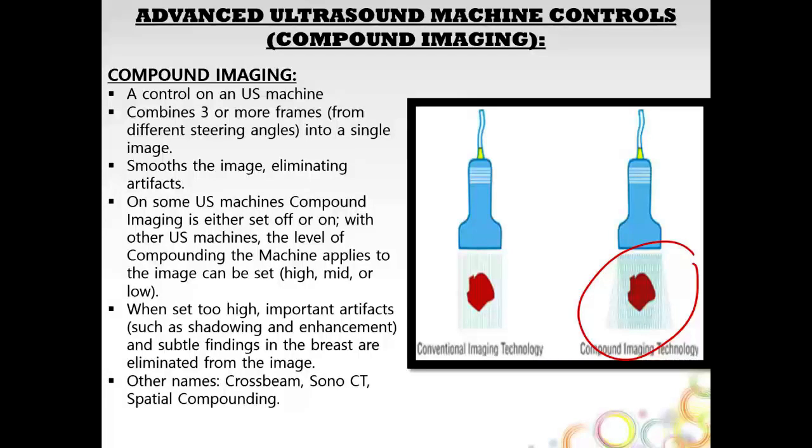It eliminates artifacts. The hard thing with this, though, in breast imaging especially, is if you have this set to too high of a range, important artifacts that we need to interpret breast ultrasound images, such as shadowing and enhancement, or subtle findings in the breast, can be kind of averaged or smoothed out of the pictures. And you'll hear this control called crossbeam on the GE machines. Other things it's called is sono-CT, spatial compounding, or just simply compound imaging.